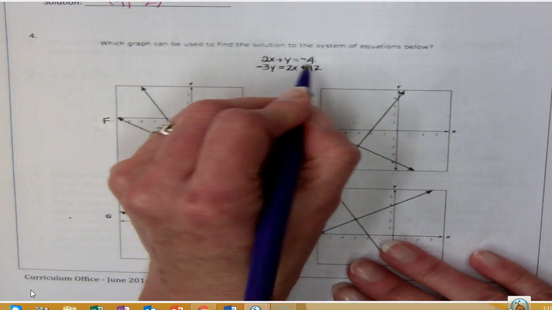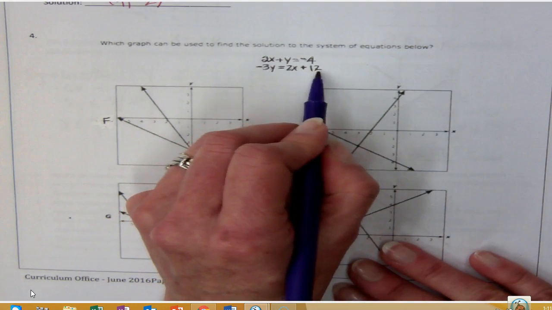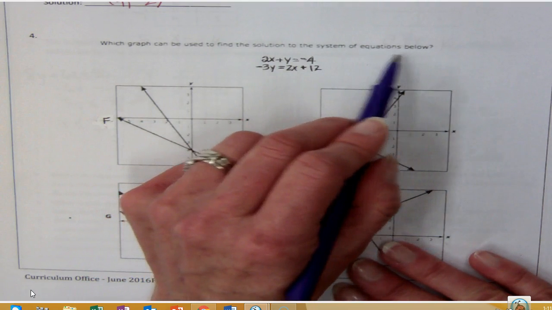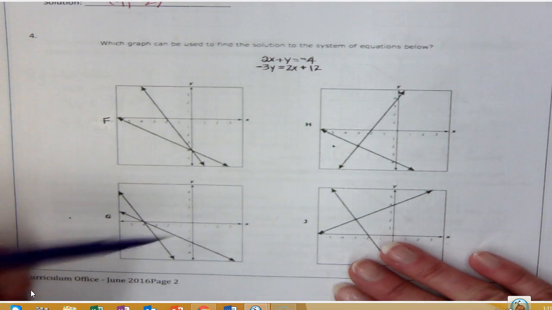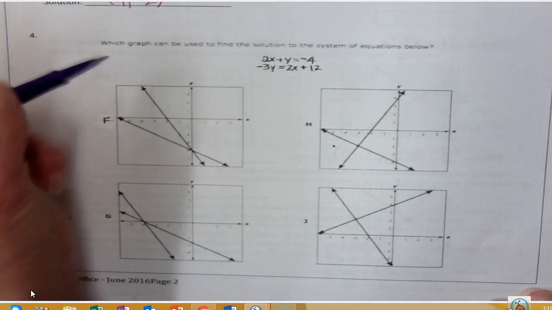to number 4, we have 2x plus y equals negative 4, negative 3y equals 2x plus 12. Which graph can be used to find the solution to the system of the equations below? So which of these have the lines that match these two equations?